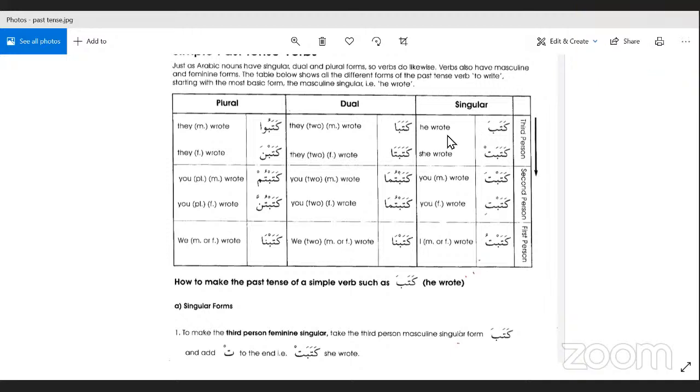Kataba, he wrote. Katabā, they two male wrote. Katabu, they all male wrote. And katabat, she wrote. Katabatā, they two female wrote. Katabna, they all female wrote. Then katabta, you male wrote. Katabtumā, you two male wrote. Katabtum, you all male wrote. Katabti, you one female wrote. Katabtumā, you two female wrote. Katabtunna, you all female wrote. Then katabtu, I wrote, and katabnā, we wrote.